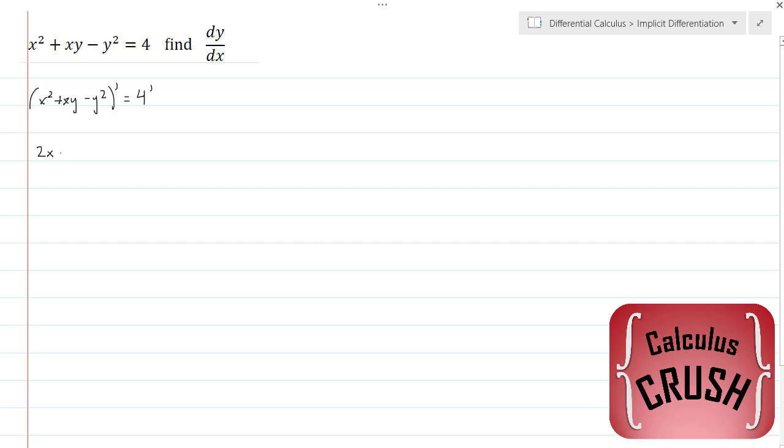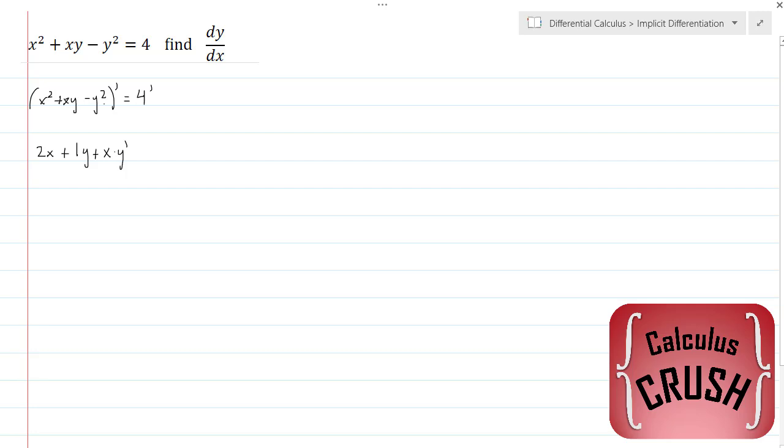I'm not going to write that. Plus. Now xy, we have to use the product rule because we have two functions multiplied. So the product rule is the derivative of the first, which is x, which is 1, times the second, y, plus the first, which is x, times the derivative of the second, which is y prime.